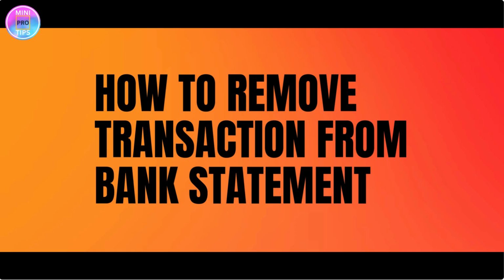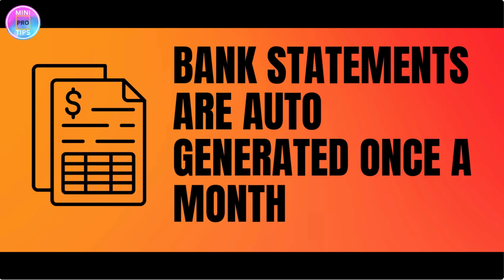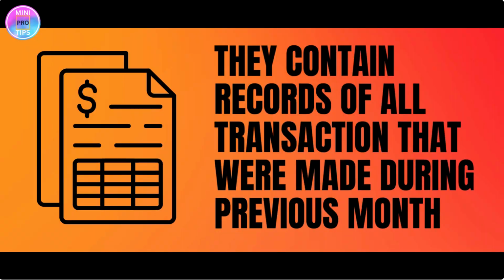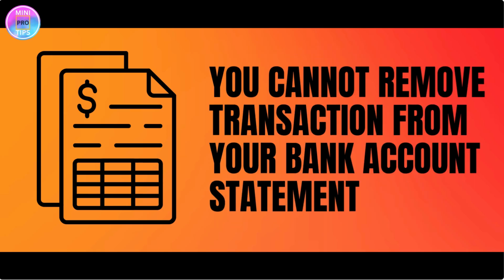So the very first thing that you need to know is that bank statements are generated automatically once a month like this. So if you want to view your statement, you can check your monthly statement on your bank's app or website, and they contain all of the records of your account and the transactions that were made during the previous months. So you have to note that, and you cannot remove the bank transactions from your account statement because for security reasons, all of your transactions are recorded on your bank statement.